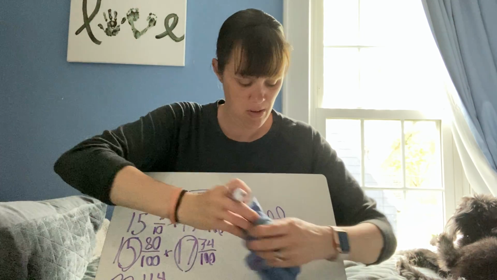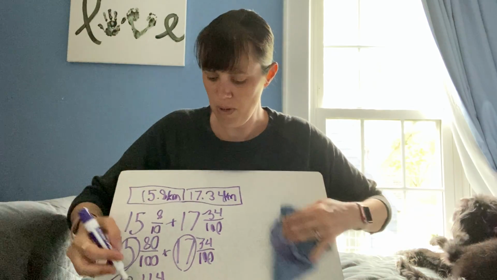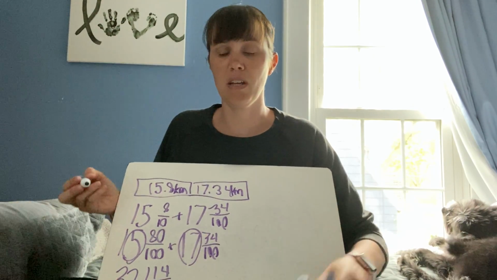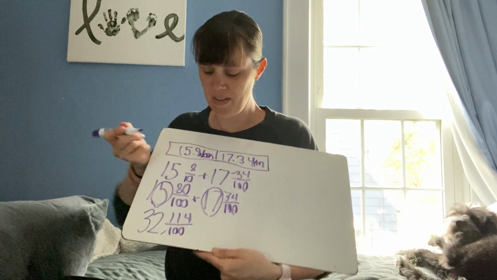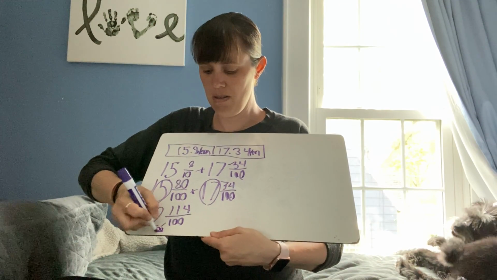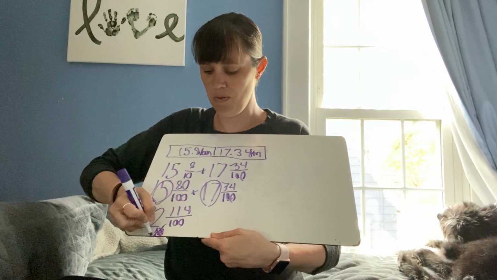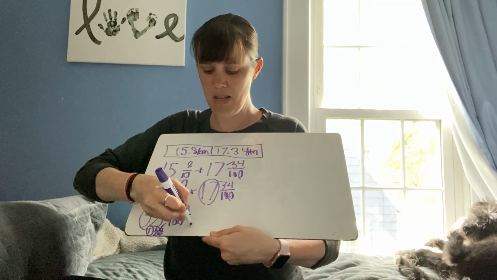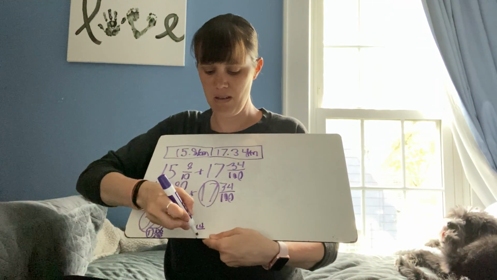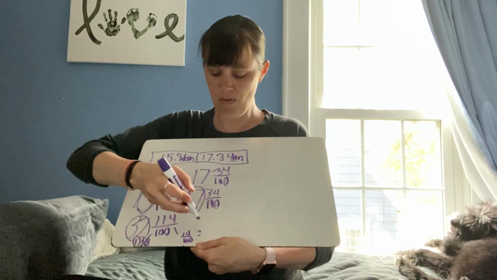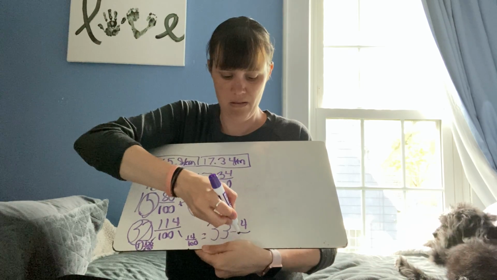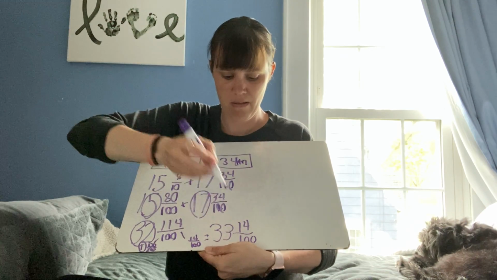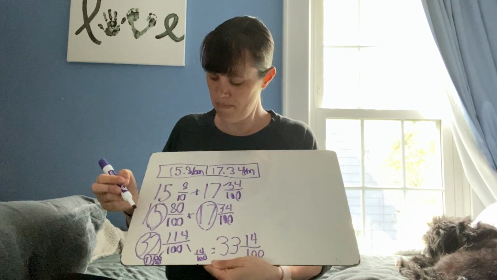Now, I don't have room to do this right now, but I can take out 100, which is the equivalent of 1, and I'm left with 14 hundredths. You can see that, hopefully. So we have 33 and 14 hundredths. Is it 33?